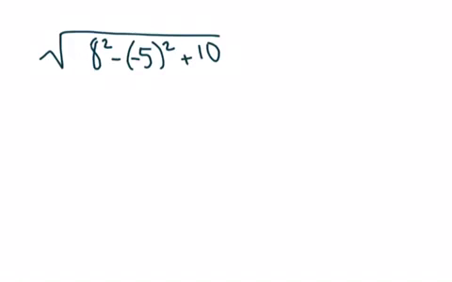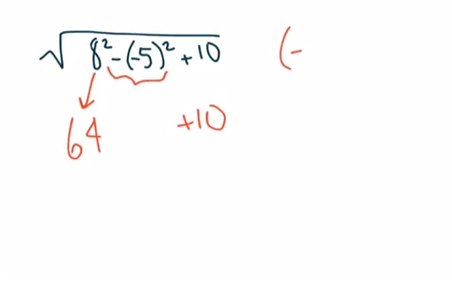So this is how we're going to do this. 8 squared is going to be 64. Okay. 10 just stays as a positive 10. This is the part where a lot of you are going to get all messed up because you're going to think it's a double negative, so it's positive. That's not true. Remember, when you have a negative inside of a parentheses and you're squaring it, that negative stays with it. So this is saying negative 5 times negative 5, which is a positive 25.